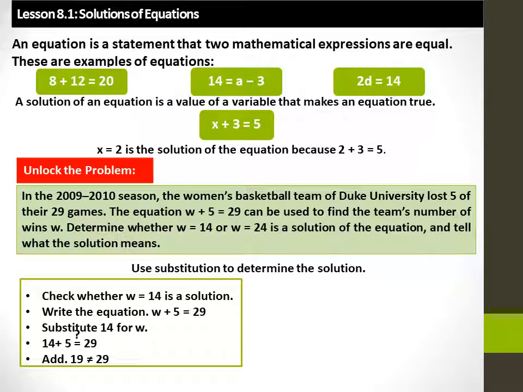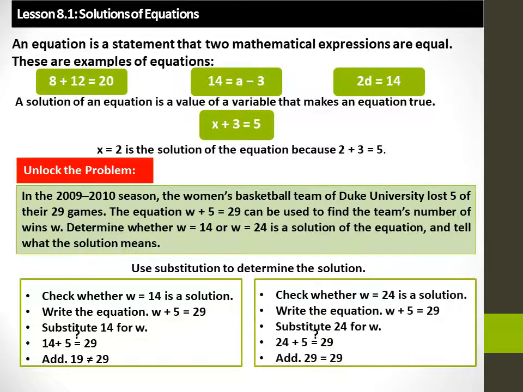Check whether W equals 14 is a solution. Write the equation W plus 5 equals 29 and substitute 14 for W. 14 plus 5 is equal to 19. 19 is different than 29. Now check whether W equals 24 is a solution. After writing the equation W plus 5 equals 29, substitute 24 for W. 24 plus 5 is equal to 29. The equation is true when W equals 24, so W equals 24 is a solution.